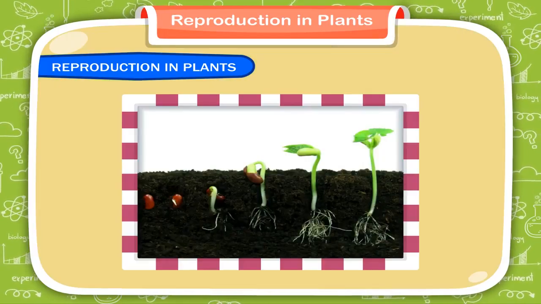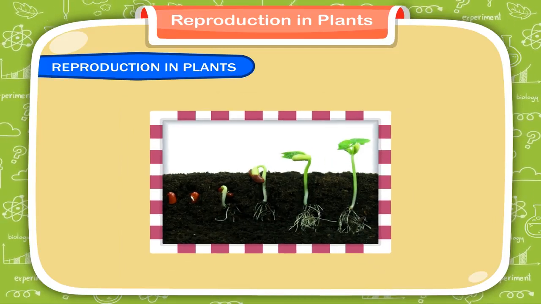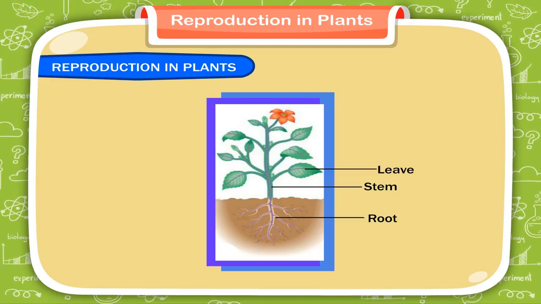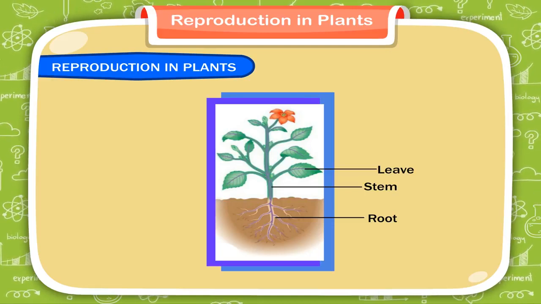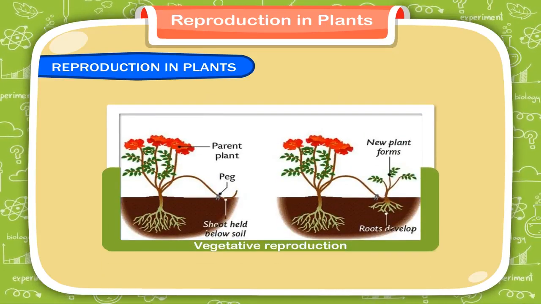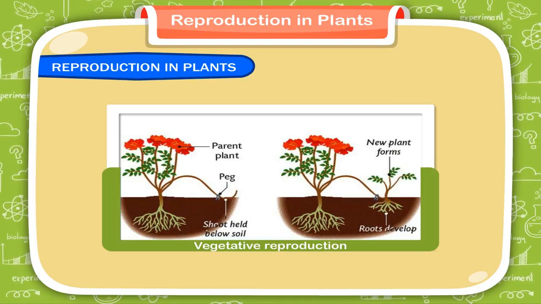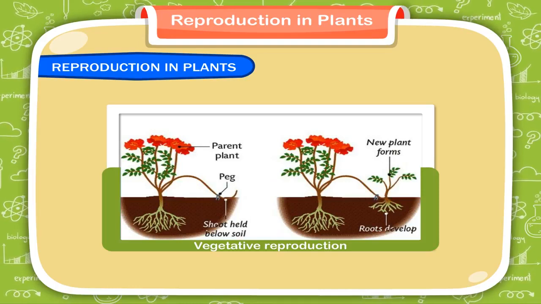Most of the plants grow from their seeds. There are some plants that reproduce from different parts like the roots, stems, or leaves. These plants are able to grow without seeds. The process by which the different parts of a plant grow into a new plant is called vegetative reproduction.